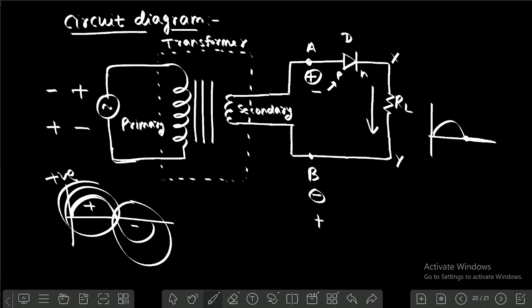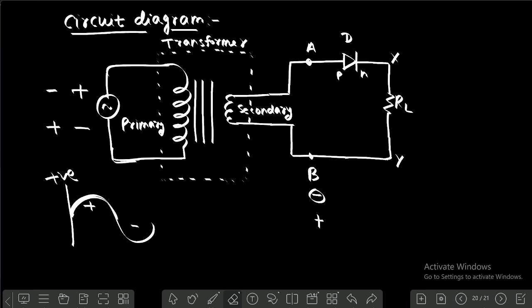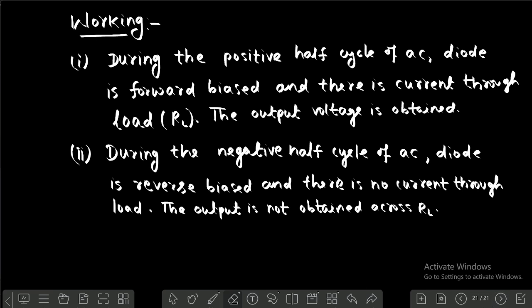Clear idea? All of you listen, remember the working: during the positive half cycle the diode is forward biased, so current conduction takes place. During the negative half cycle the diode is reverse biased, current conduction does not take place, so no output is coming. Yes or no?